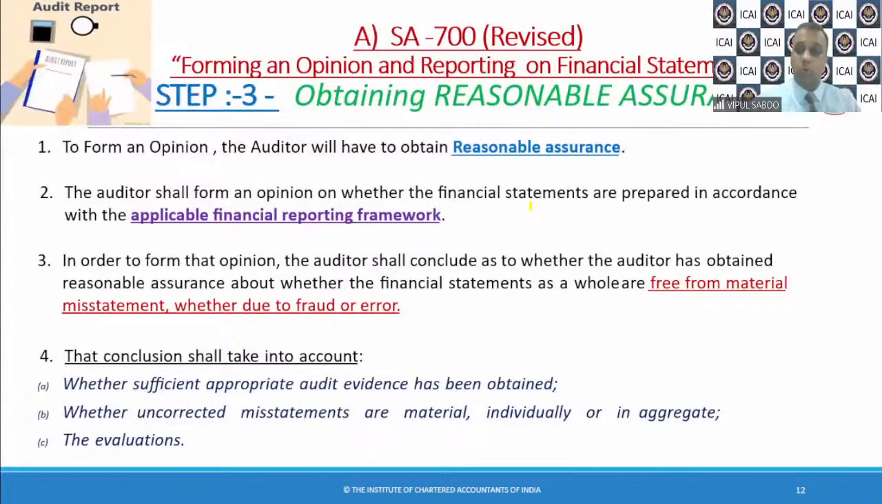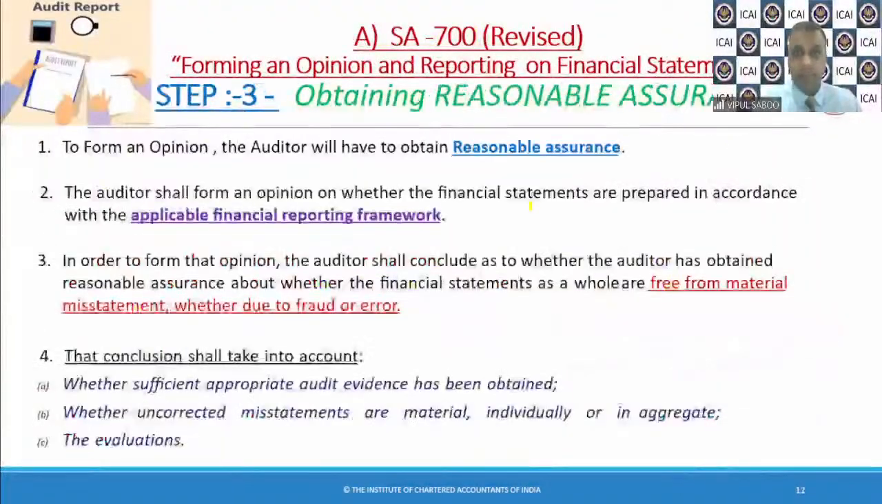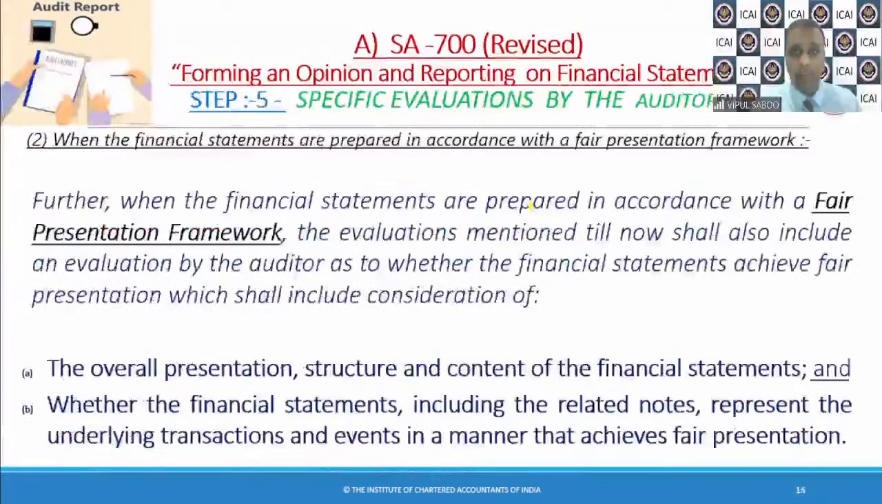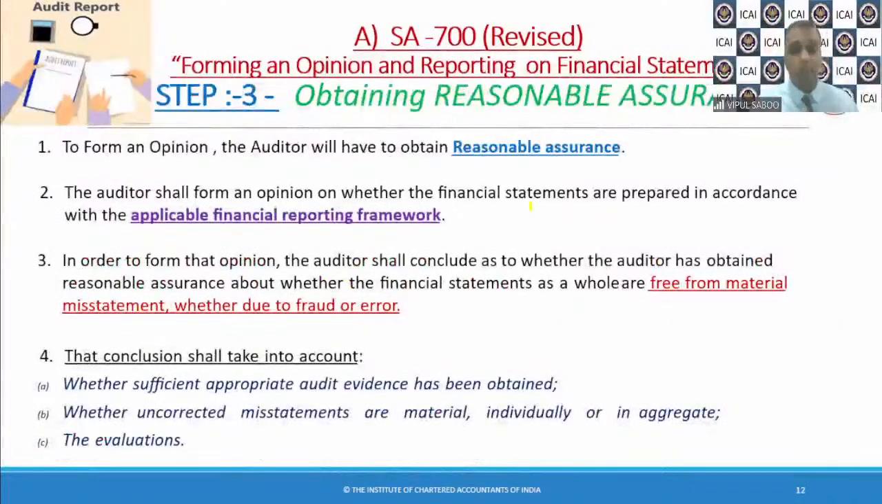So step 1, then step 2. This is mistakenly written step 3. We'll change it when I provide you with the notes. Okay. So obtaining reasonable assurance. Now the auditor has come to a conclusion.